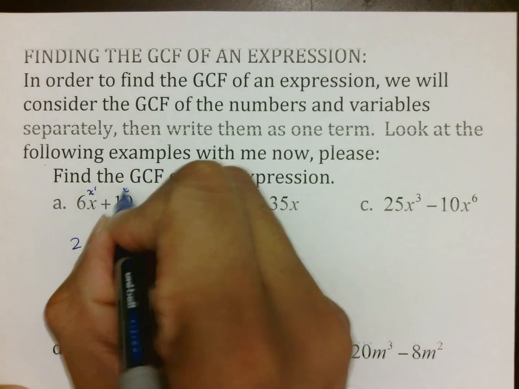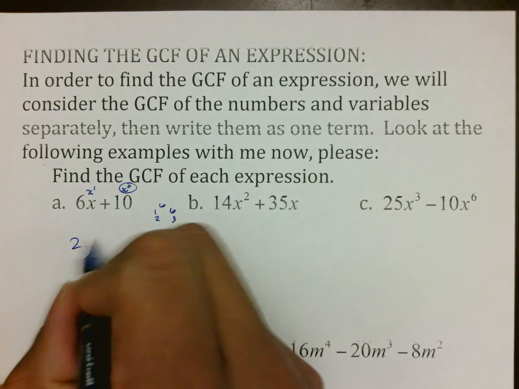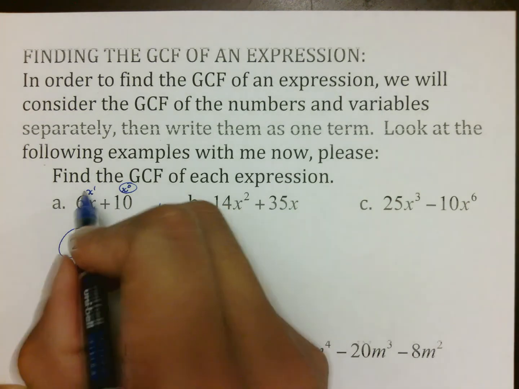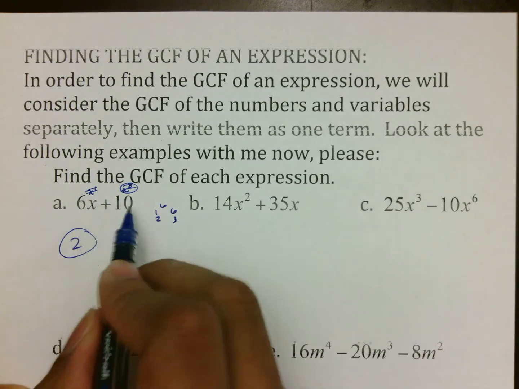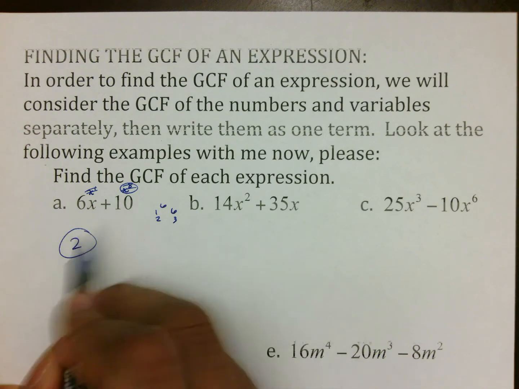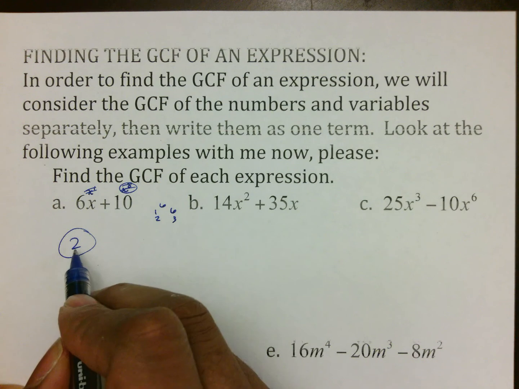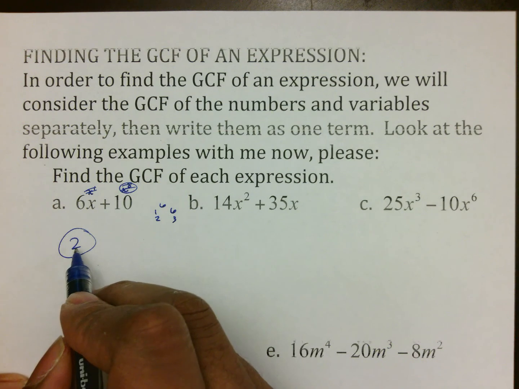This has 0 x's, which means that what they have in common is none. That means that your GCF in this is just 2. There are no variables that they have in common, otherwise there would be a variable over here. Again, this has an x, this does not. Your GCF in this case is just 2 because 2 goes into both numbers. That's as far as you can go.